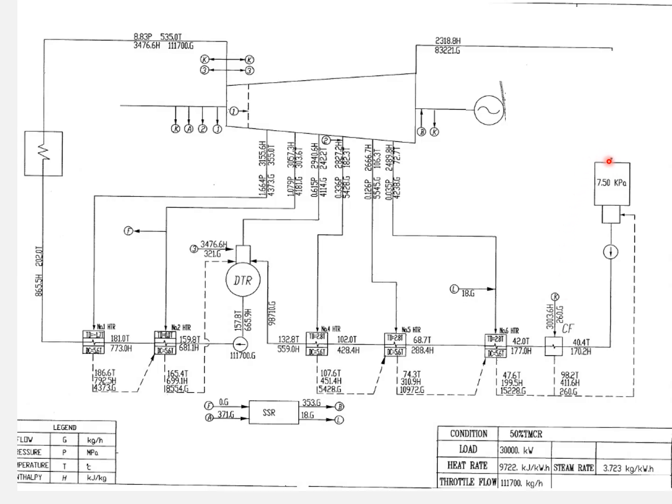This is the heat balance diagram. Once we see this, we try to understand what we can see. The flow, or G, is the mass flow rate of the steam and water in kilograms per hour. Pressure, or P, is the steam or water pressure in megapascals. Temperature, or T, is the thermal condition in degrees C. Enthalpy, or H, is the total heat content per unit mass, in kilojoules per kilogram.